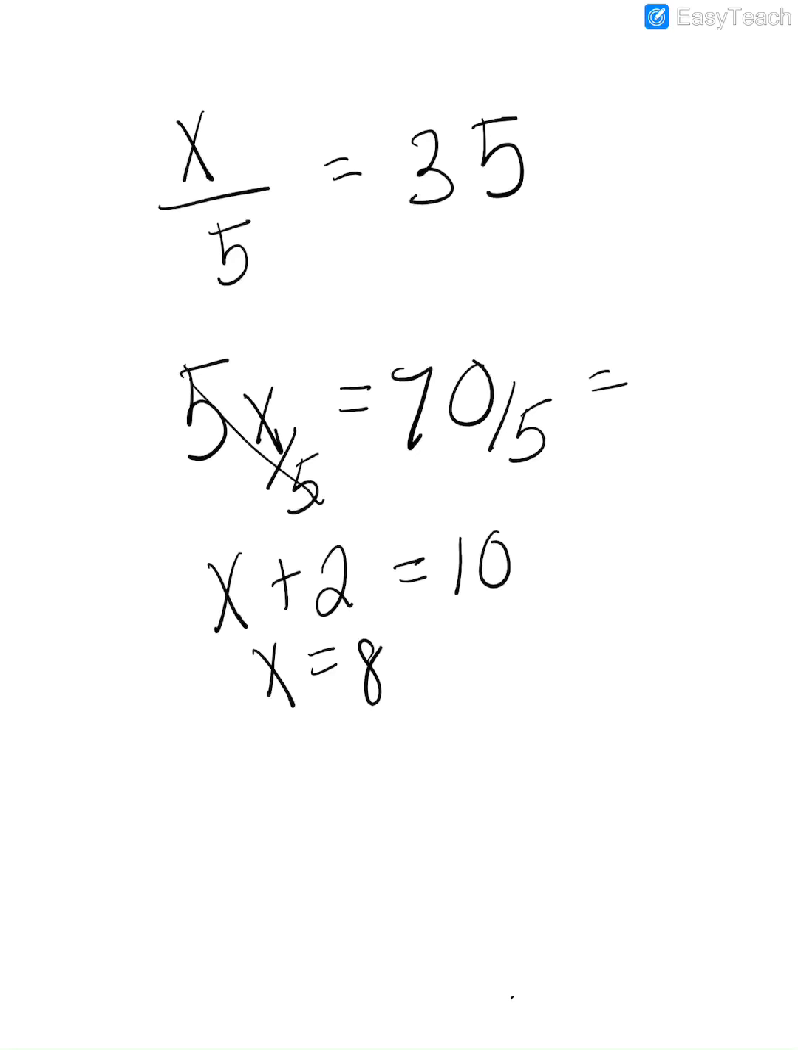We divide by 5 on both sides, and we would get 14. Something divided by 5 is 35. So that helps you think about it a little more intuitively. Okay?